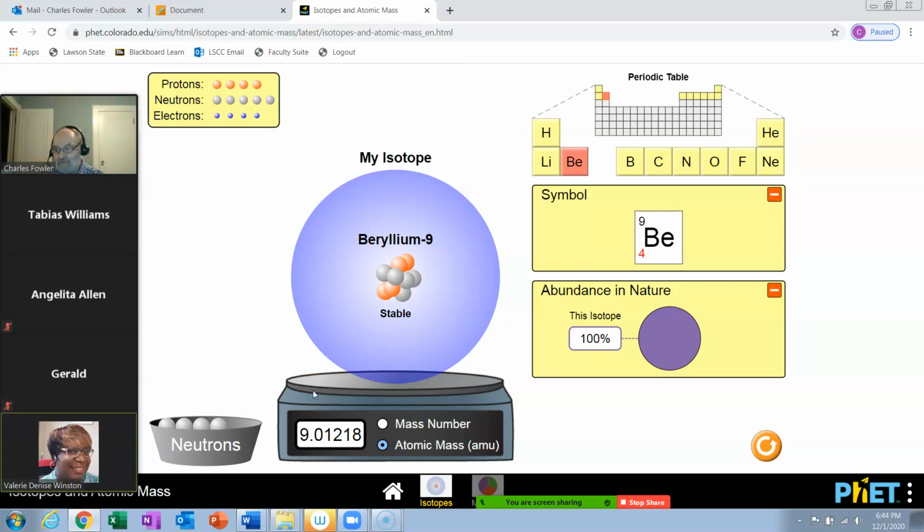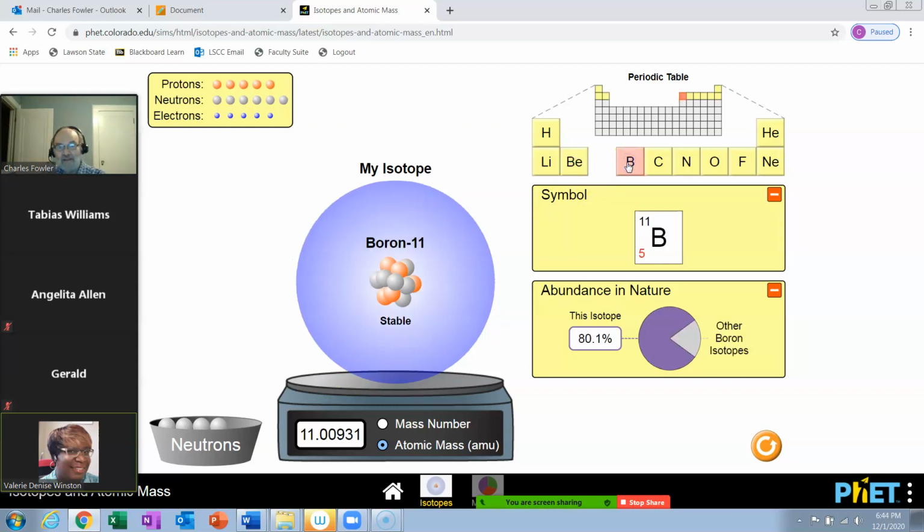Okay, now we're going to boron 11. So there's your B. Click on your B. There's boron 11. How many protons? 5. How many neutrons? 6. How many electrons? 5. Perfect. Okay. Is it stable?